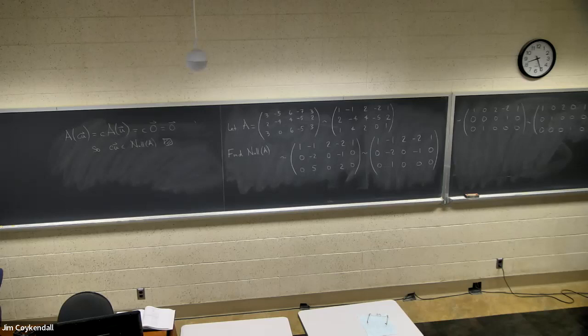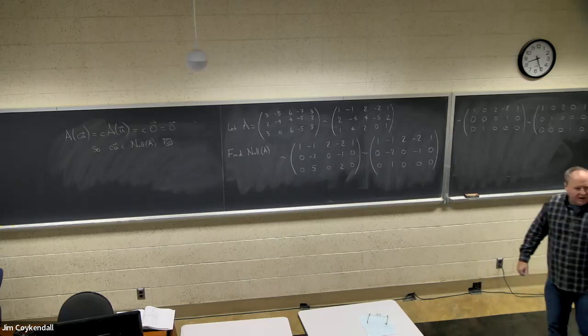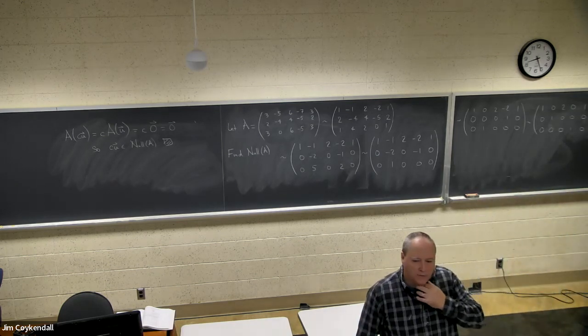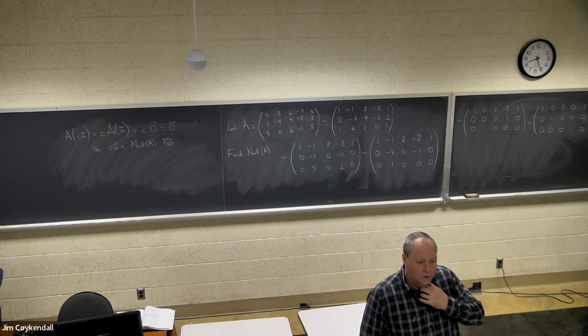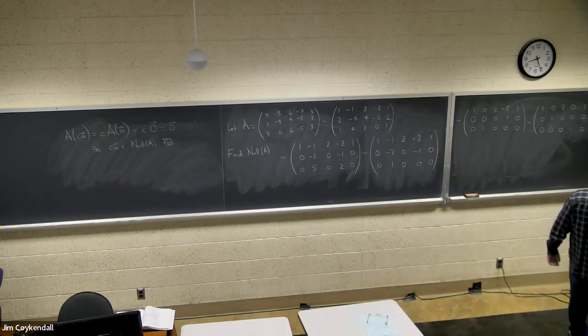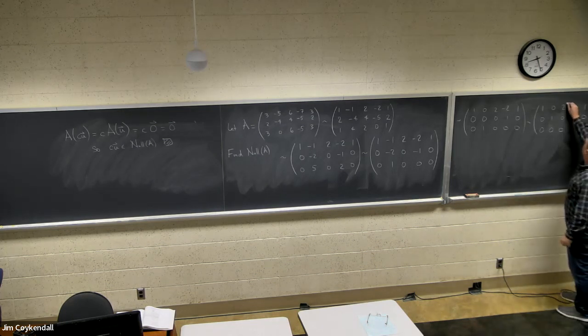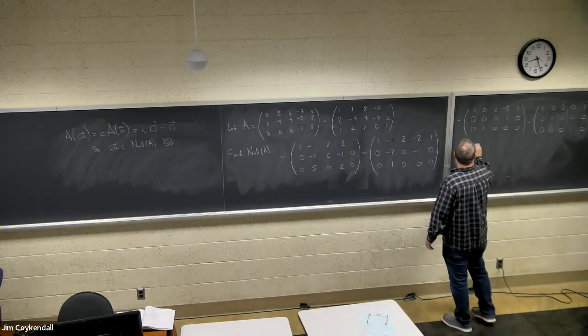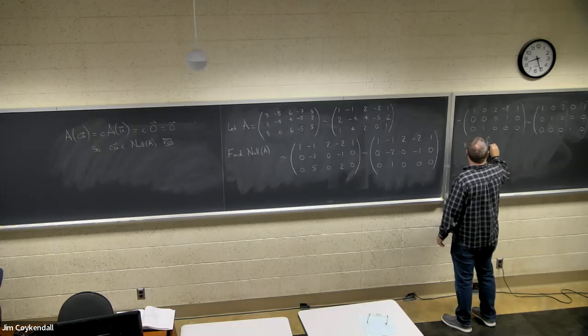Okay, let's take a look at this. I've got 5 columns in this matrix. How many of these correspond to free variables? 2 of them, right? Which ones? The third and the fifth. These correspond to free variables, and these other ones are basic. So I get x3 and x5 are free.